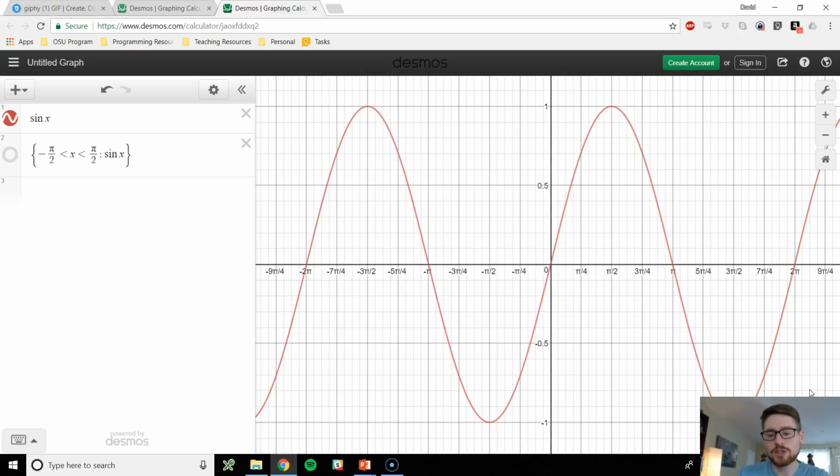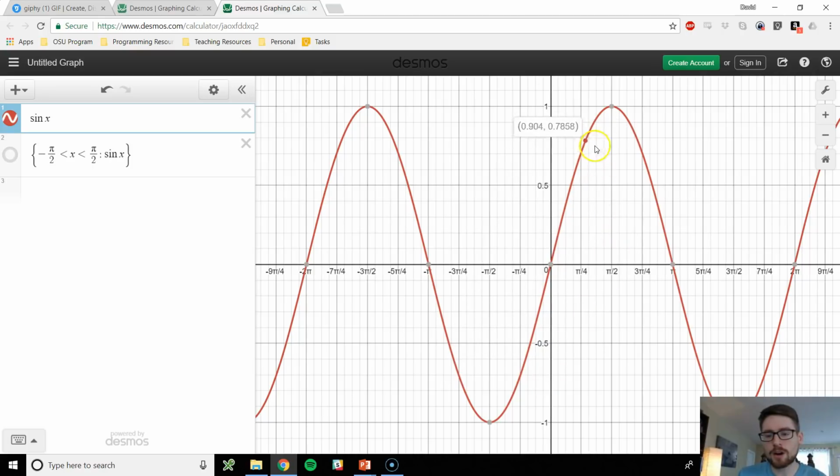So starting at 0, we want to take as much of this graph as possible where it passes the horizontal line test, so where it's 1 to 1. Starting at 0, we can go in both directions, to the right from 0 and to the left from 0, and maintain that 1 to 1-ness.